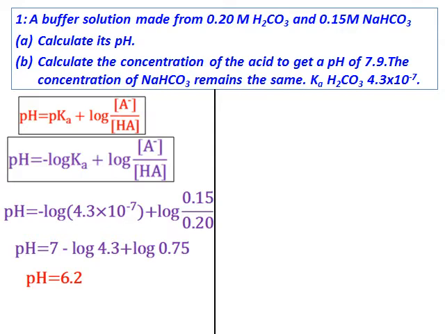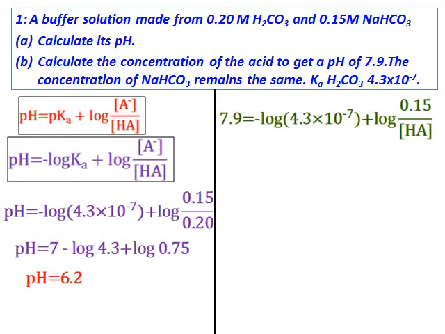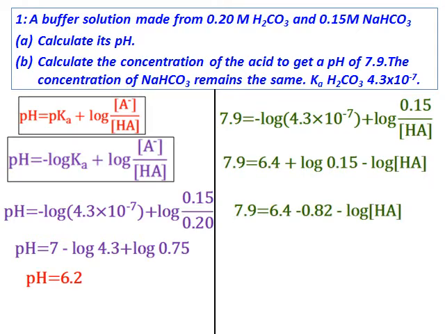They are asking you to find the concentration of the acid to get a pH of 7.9. In the same way, substitute all the values into the Henderson-Hasselbalch equation. 7.9 is the pH I want, the Ka value is given there, and then log of the concentration of the bicarbonate, which remains the same, so I use the same value 0.15, divided by the concentration of the acid HA, which I am supposed to find. When I calculate it, I get the concentration of the acid as 0.005 molar.